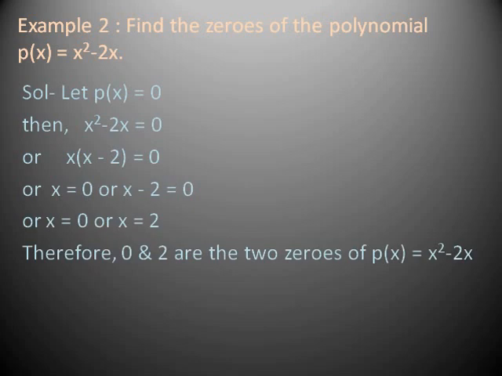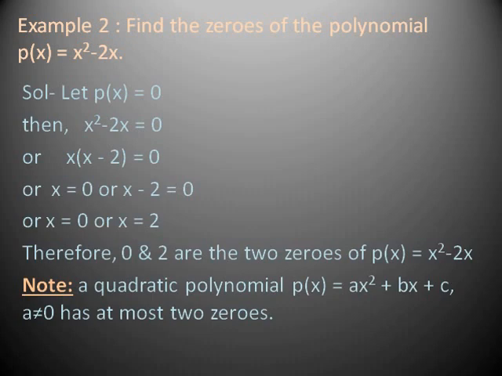So please make a note, for a quadratic polynomial p(x), we know that the standard form is ax square plus bx plus c, where a is not equal to 0. A quadratic polynomial has at most two zeros. At most means maximum two zeros. It can have one zero also, meaning both the zeros of the quadratic polynomial can be the same. So maximum two zeros it can have.